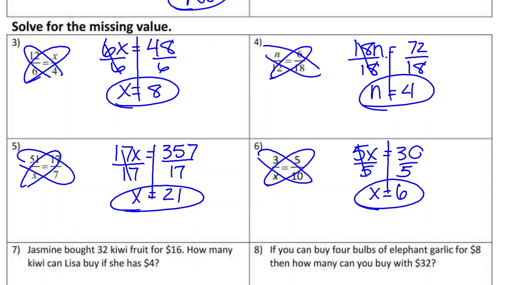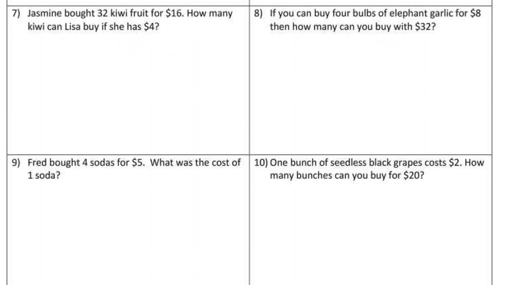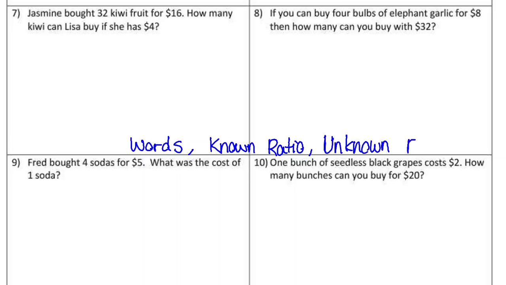Okay, the last thing I want you to do is these 4 word problems. Remember that you set it up as your words, then your known ratio, then your last thing is your unknown ratio. So set it up with words. I'll do the first one with you.